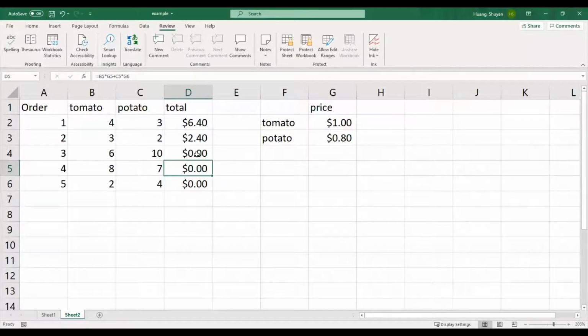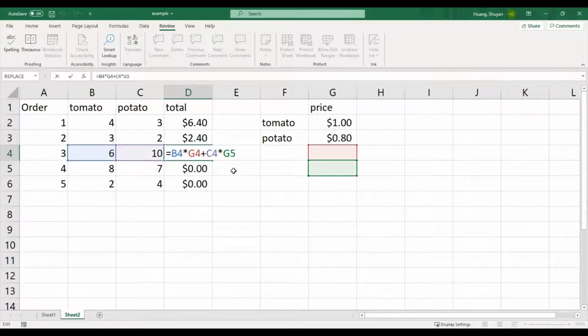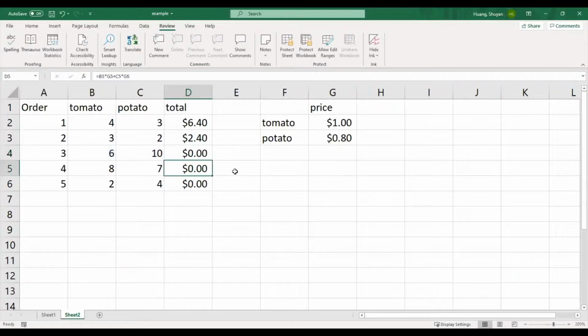If we look at the formula, we can see relative addresses were assumed for the prices. In these formulas, the price reference for tomato is always 3 cells to the right, and the price reference for potato is always 1 cell down from there. Obviously, this is not what we want. We want the price of tomato to always be G2 and the price of potato to always be G3.